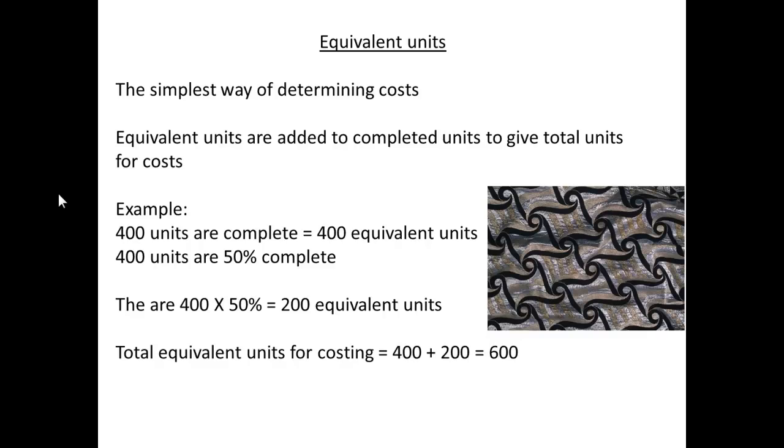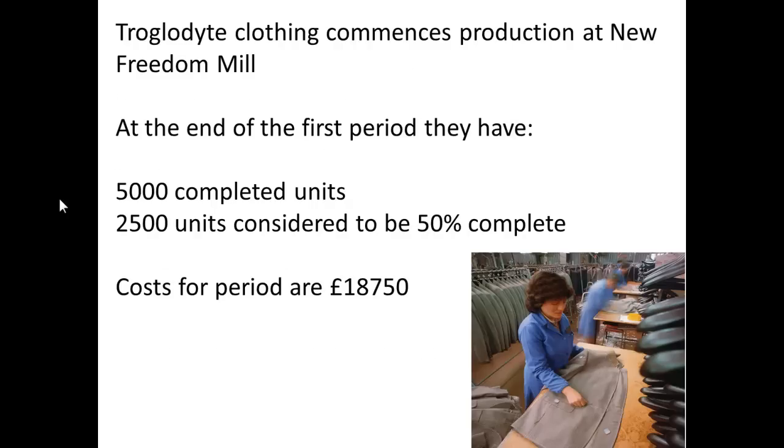So the simplest way of determining costs is to work out a basis of equivalent units to give us completed total units. So for example, if we have 400 units that are complete, that's 400 equivalent units. So an equivalent unit is basically a unit that's complete. If you get 400 units that are 50% complete, then if you multiply 400 by 50%, you get 200 equivalent units. So we then say that for costing purposes we add those two together, so the total equivalent units for costing will be 400 plus 200, which is 600.